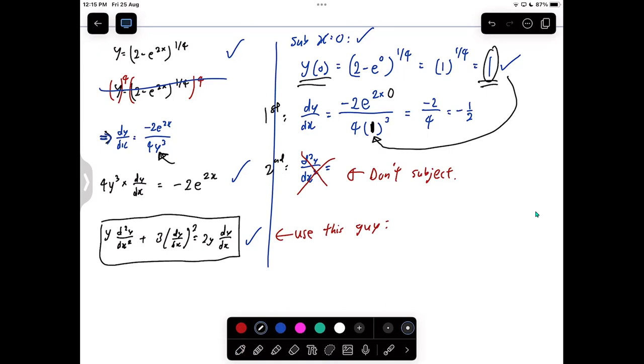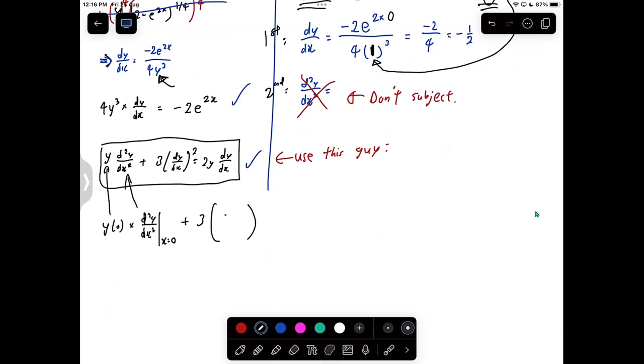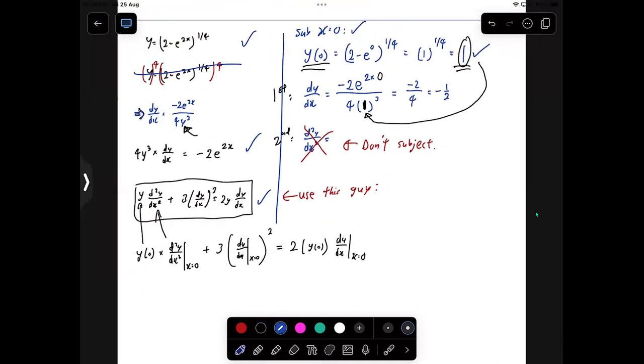Because we can just directly substitute the values, you can just directly substitute the y of 0. This y, when you sub in x equals 0, becomes y of 0. This d2y by dx squared, when you sub in x equal to 0, becomes d2y by dx squared at x equal to 0. Plus 3 times dy by dx, draw a line, sub in x equals 0, squared equals to 2 times y of 0 times dy dx when x equals to 0. Okay, you get the pattern. So now this becomes, let's see, I can't remember. Okay, 1 times this guy.